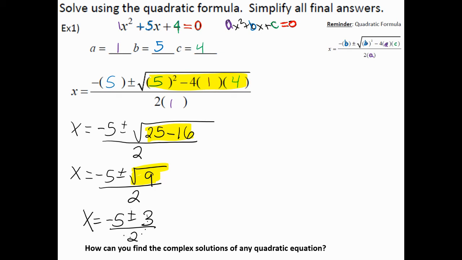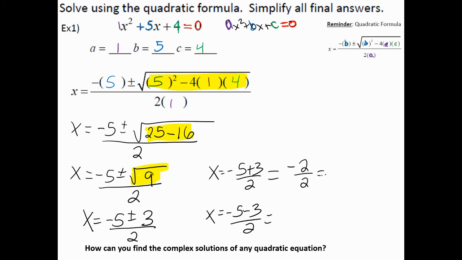All right, so we're going to have two answers. We have a plus or minus, so we're going to write x equals negative 5 plus 3 over 2, and then x equals negative 5 minus 3 over 2. And we're going to go ahead and simplify those. Just simplify the top. Negative 5 plus 3 is negative 2 over 2, which is negative 1. And then negative 5 minus 3 is negative 8 over 2, which is negative 4. So our answers to this are negative 1 and negative 4.